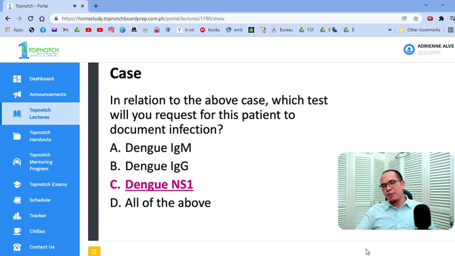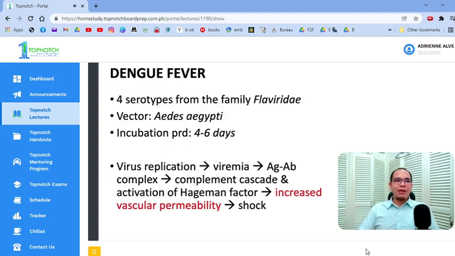Kasi if ipa-IgM mo siya, IgM, IgG at this point, probably it will turn out negative, and it will not assure you na hindi talaga dengue yan. Okay, is that clear? Okay, so again, there are 4 serotypes from the family Flaviviridae. The vector is your Aedes aegypti. Okay, so it causes increased vascular permeability or your capillary permeability, which leads to plasma leakage and shock.